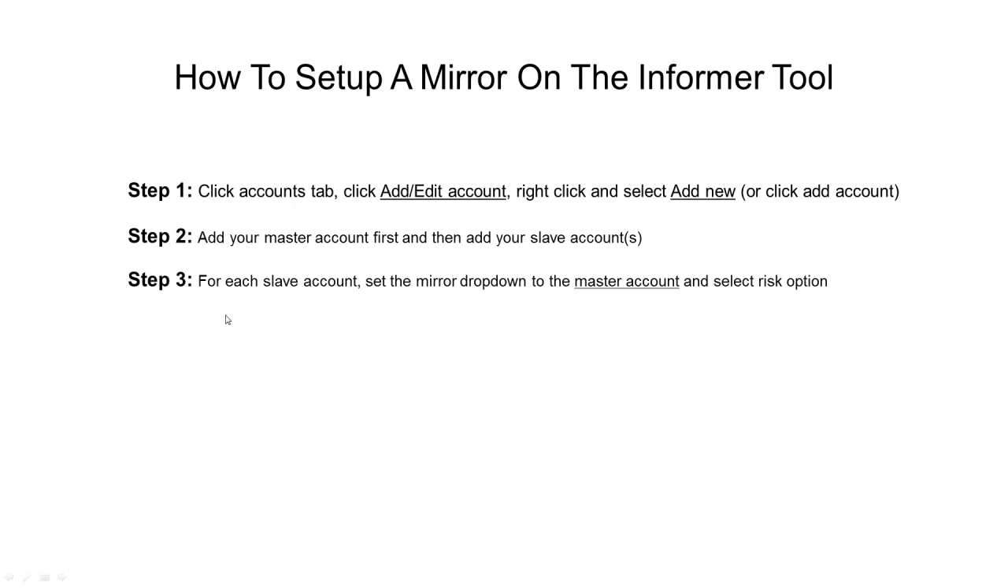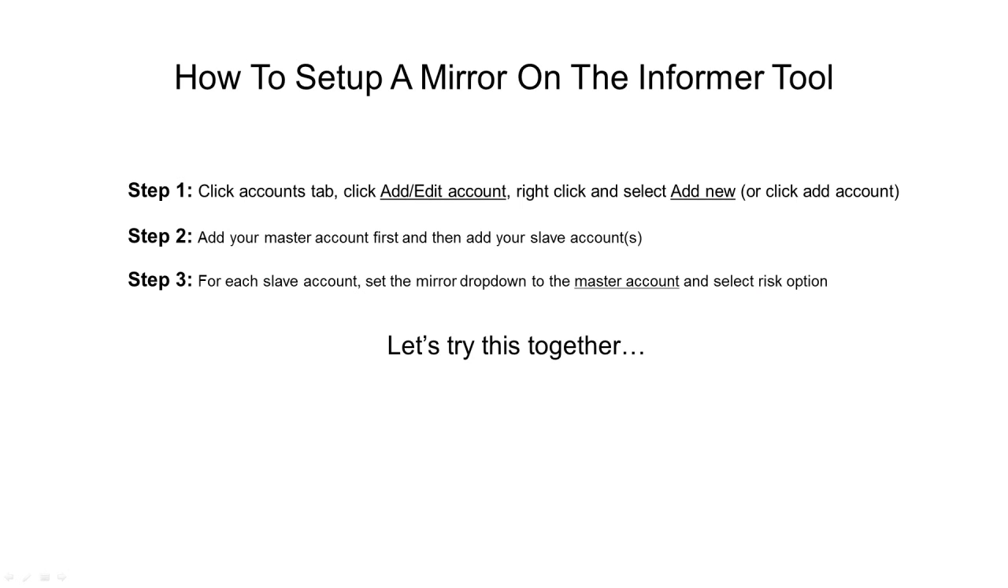Add your accounts, and then the last step is for each slave account that you add, all you need to do is set the mirror drop-down to the master's account. And then you just select your risk option for that slave. Pretty easy to set up. Okay, so let's try this together.